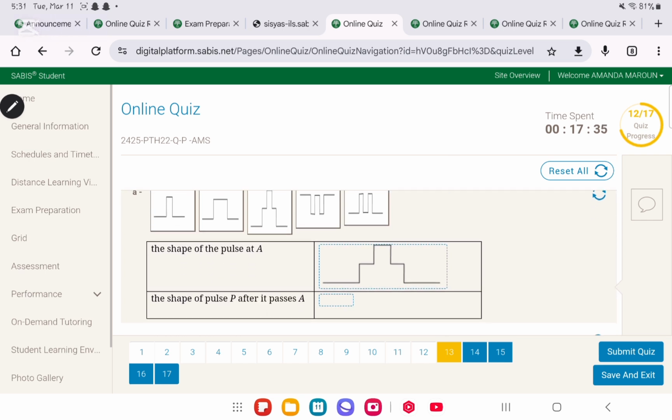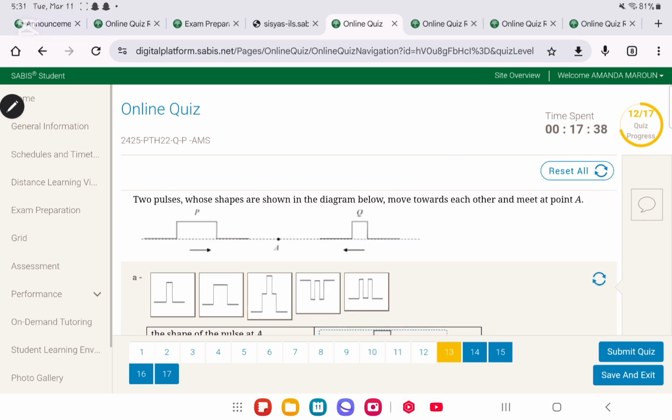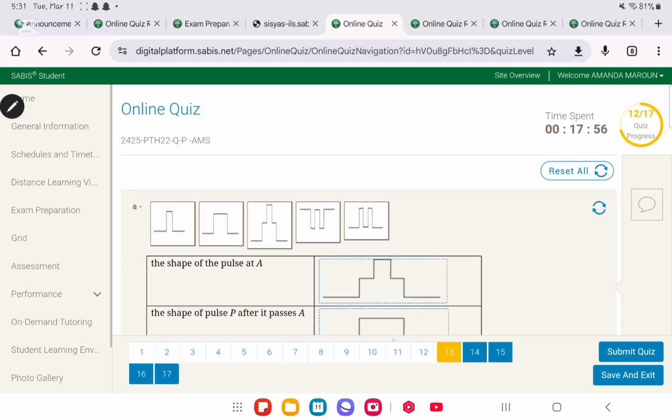Now the shape of the pulse P after it passes A, we said after it passes the interference point where they will create this new wave, they're gonna go back as normal. So definitely you're gonna choose something that is normal, which has a similar shape to the wave of P. So you're gonna take this one.